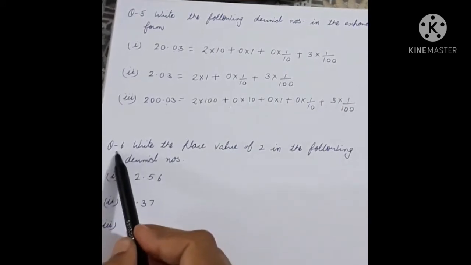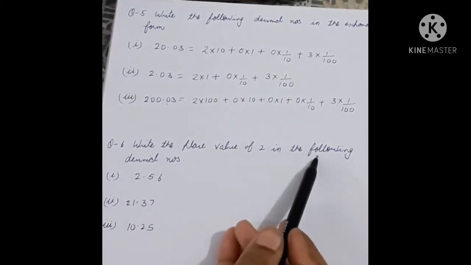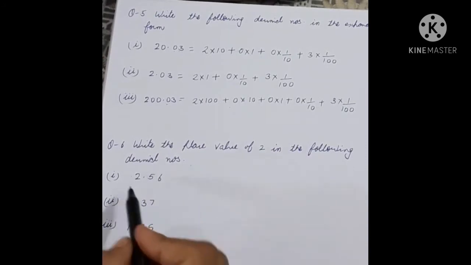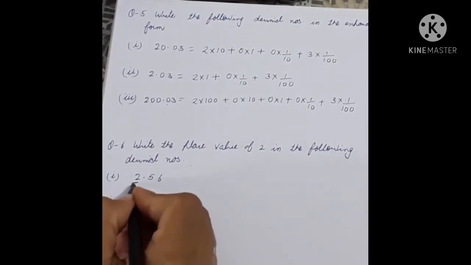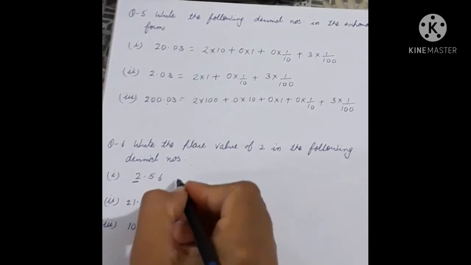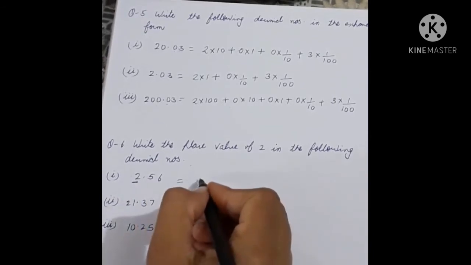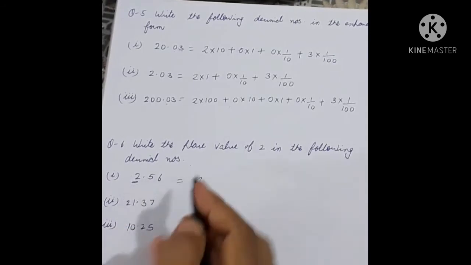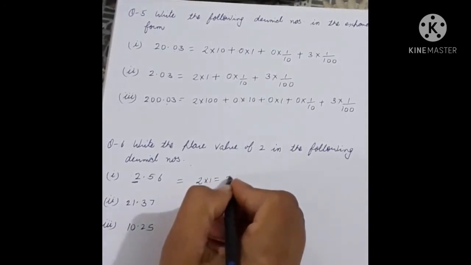Moving to question number 6, write the place value of 2 in the following decimal numbers. You have to write the place value. So we can circle this 2, like in first part 2.56. So what is the place value? The place value is 2, because it is at one's place. So 2 into 1, it will be 2.